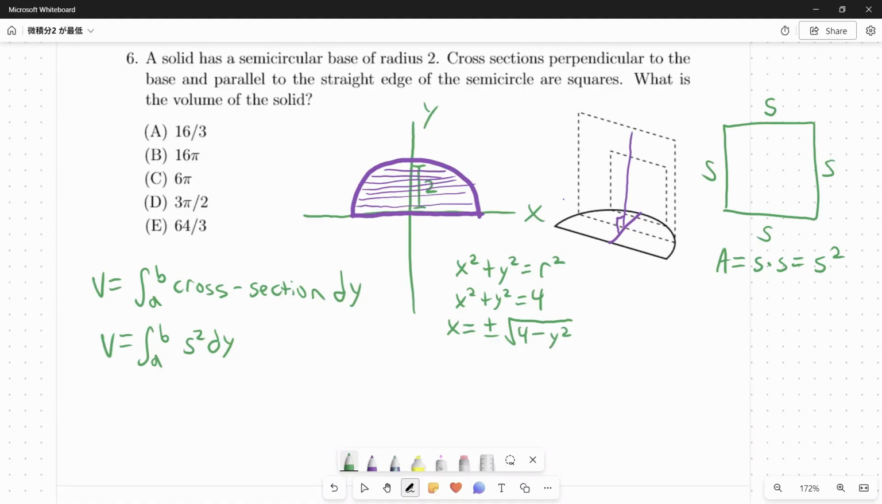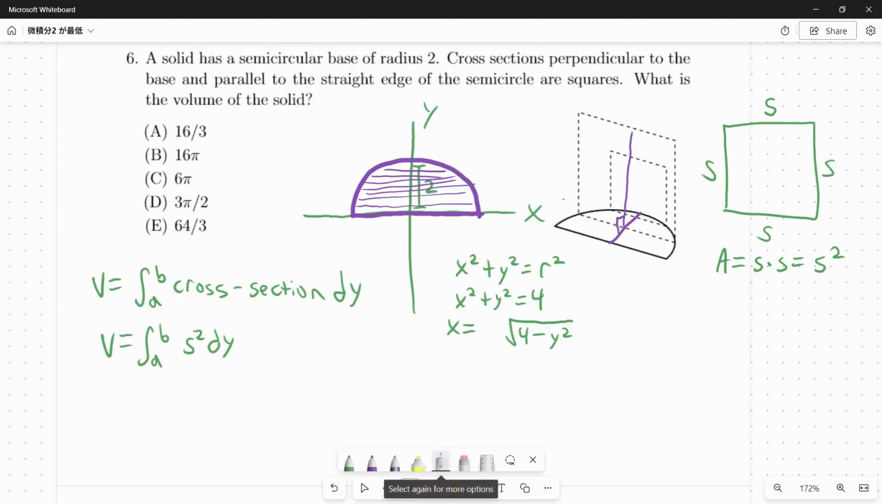Now, since we're dealing with a semicircle, I put this plus or minus in front of the term because that's technically correct, but that's for if we were dealing with a full circle. Since we're dealing with a semicircle, we're only going to have to deal with either the plus case of the square root or the minus case. So for the sake of making the calculation easier, I'll just use the plus case. And so we can simplify x to just be equal to this. So x is equal to just the square root of 4 minus y squared.